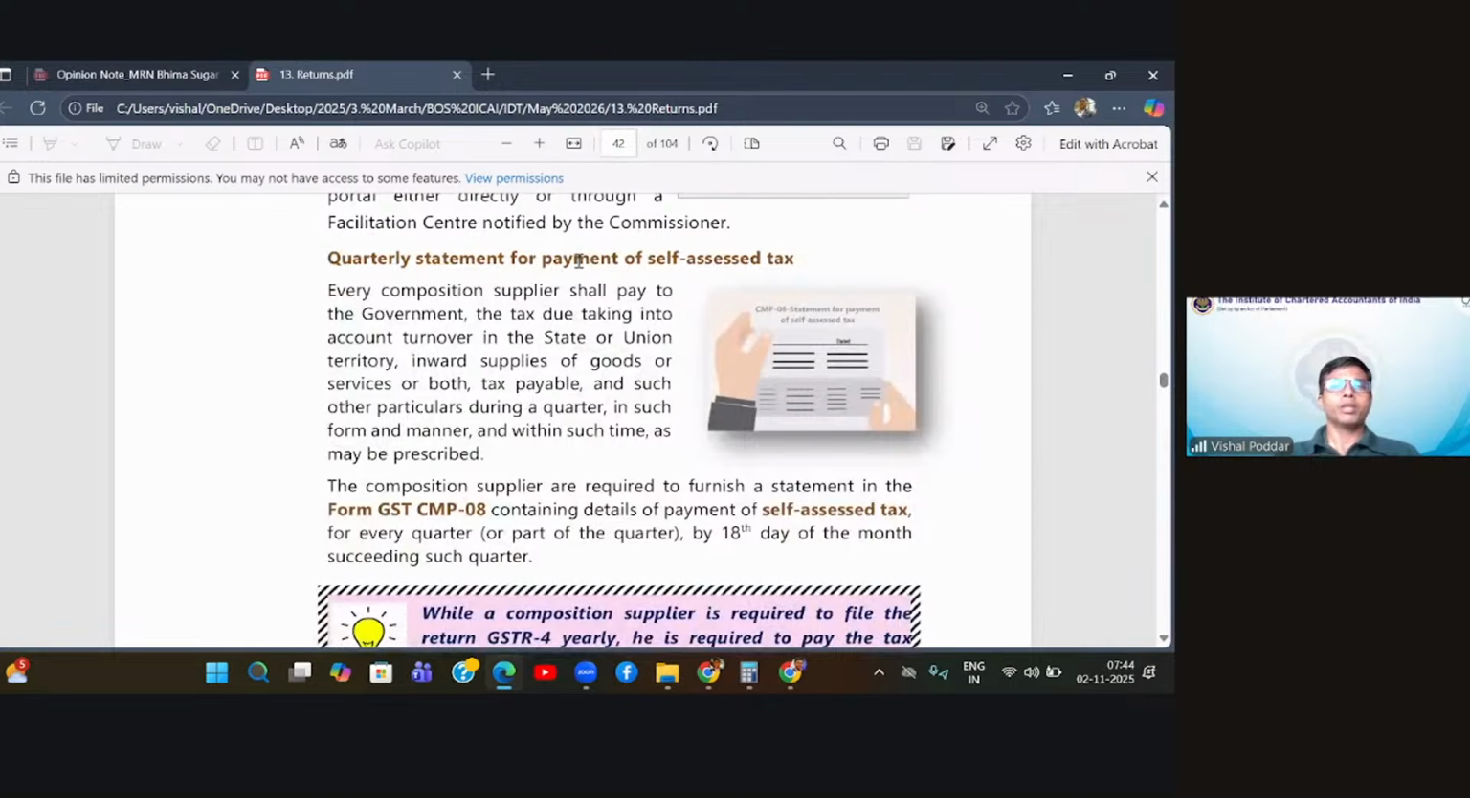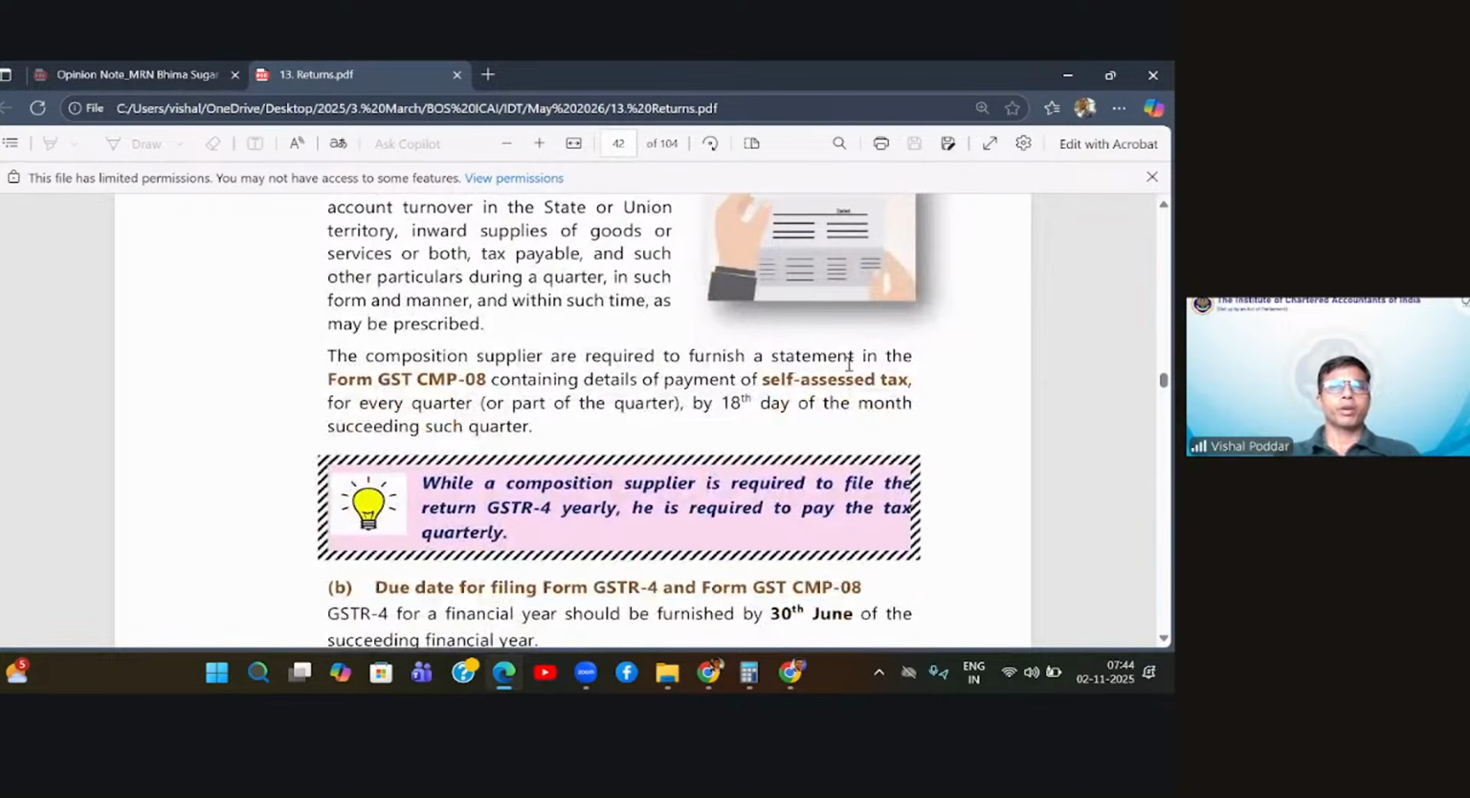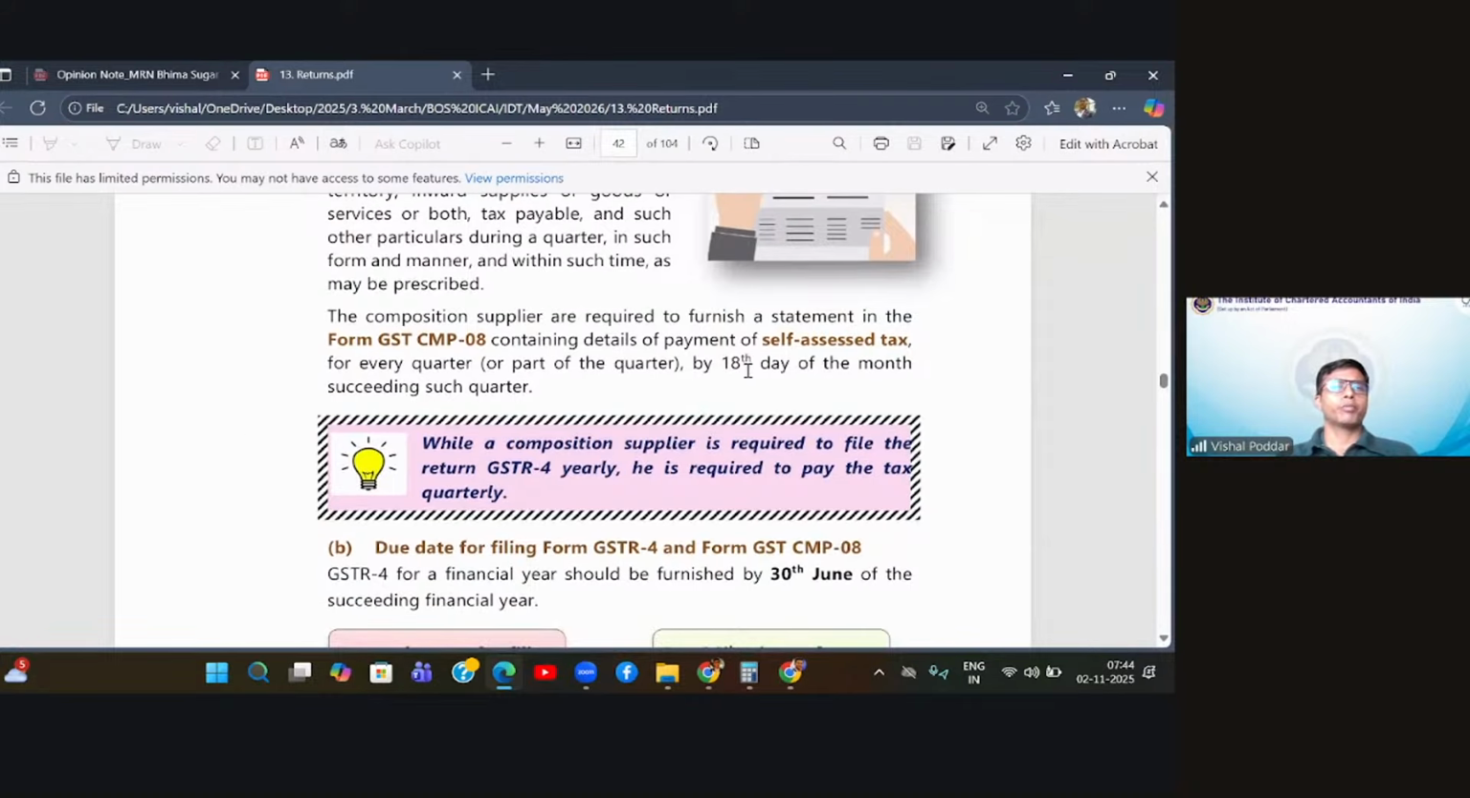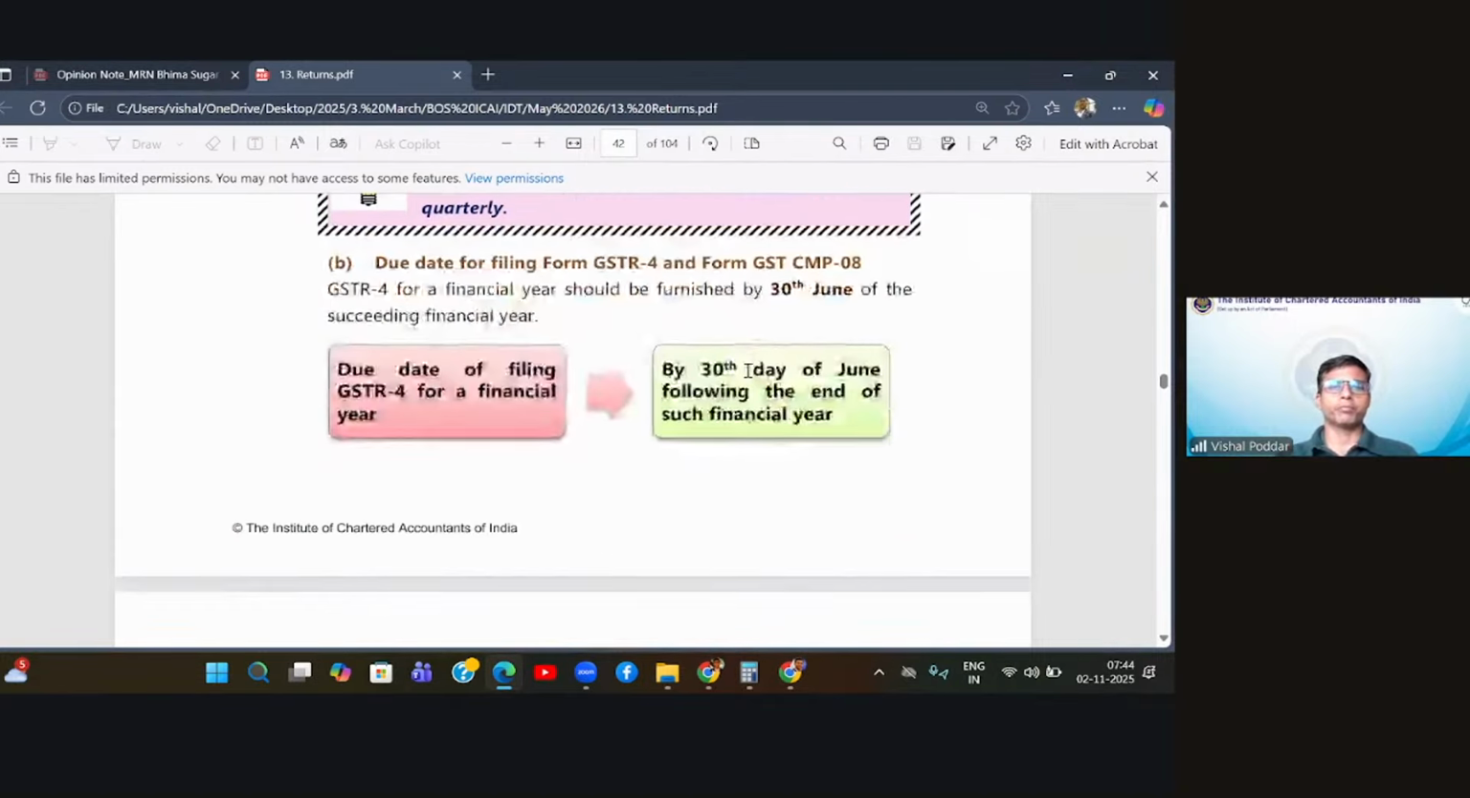Fine. Quarterly statement for payment of self-assessed tax: you are required to furnish a statement in form GST CMP 08. So CMP 08 is like a challan where the details of your self-assessed tax for every quarter are contained. This you have to pay by 18th of the next month after the end of the quarter. So for the first quarter, April, May, June, it is 18th of July. July, August, September, it is 18th of October. October, November, December, it is 18th of January, and so on.